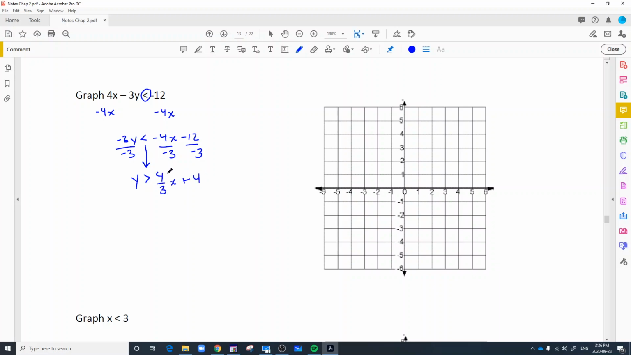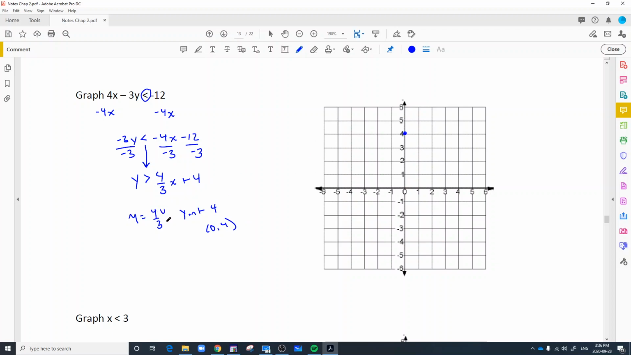Now, if you're just doing this for a boundary line, keep this as an equal sign if you're afraid you might mess up your inequality, because no matter what, my slope is 4/3 and my y-intercept is 4. So no matter what happened with this inequality sign, this is true. So I'm going to have a point at 0, 4. And I'm going to have a slope of up 4 and right 3.